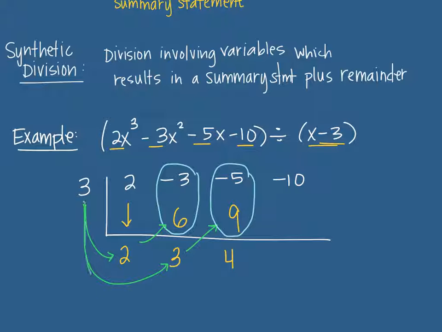And then I do the 3 one more time. 3 combined with 4 gives me 12. Combine it with the number above it, and I get 2.